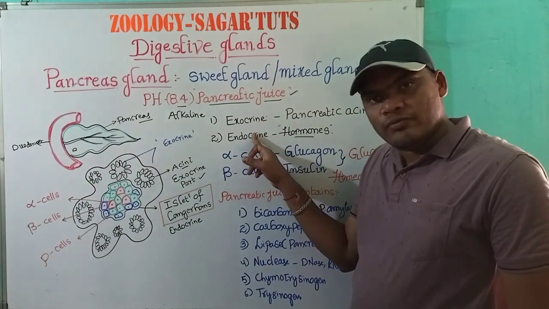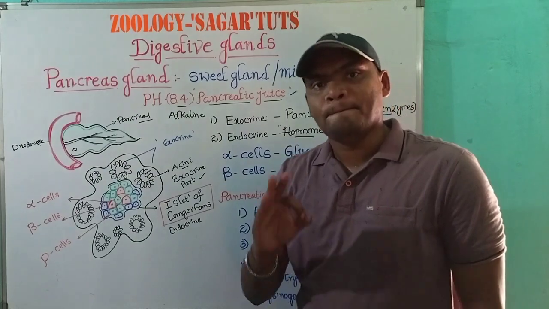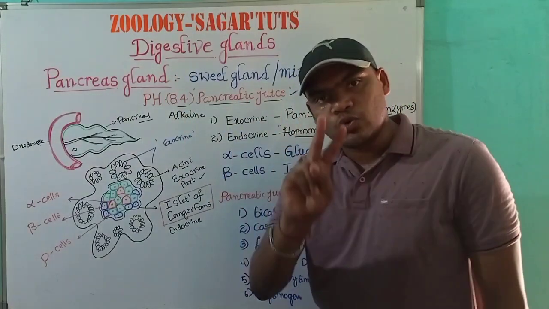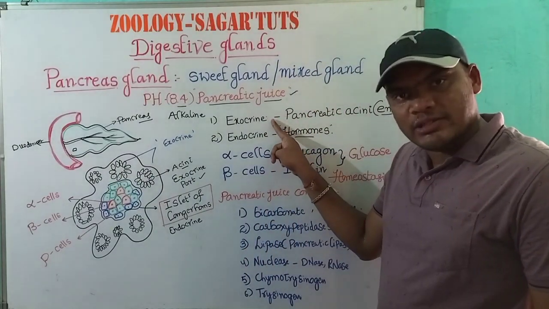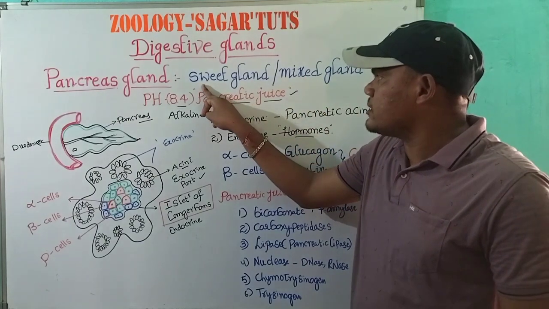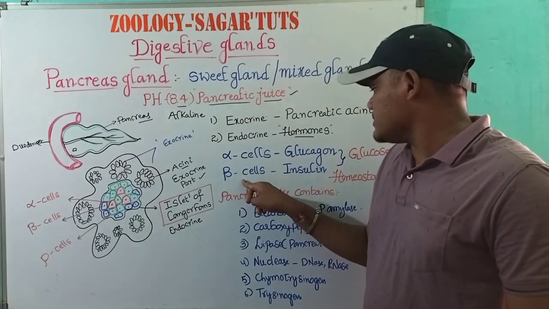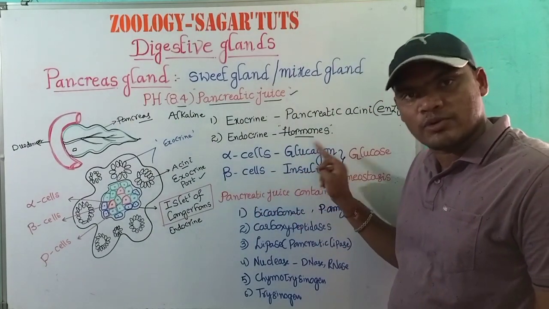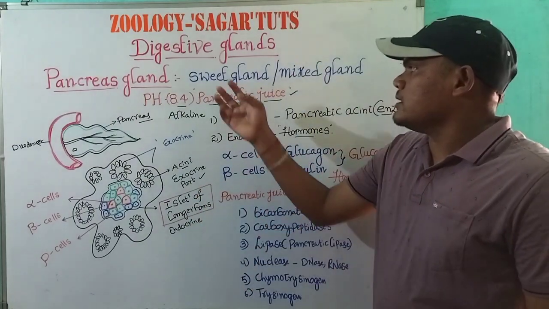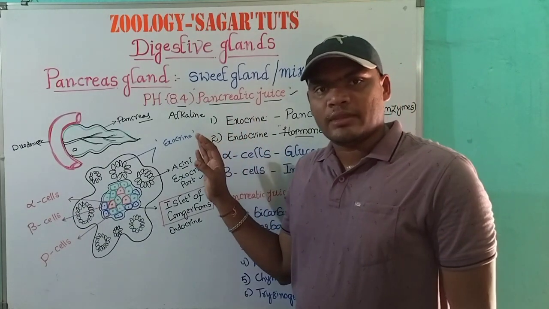So these two functions are why we call it a mixed gland. The pancreas is a mixed gland. Why is it a mixed gland? The pancreas gland does two works, that means endocrine functions and exocrine functions. So that's why we call it a mixed gland. And why is it the sweet gland? The alpha cells secrete glucagon and beta cells secrete insulin. These two hormones control the glucose level, that means sweet, in our body. So the pancreas gland maintains the glucose levels in the body.